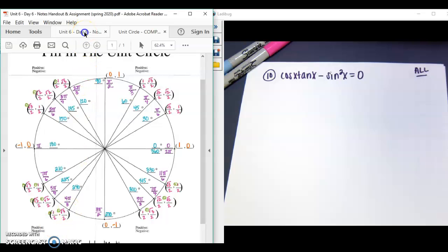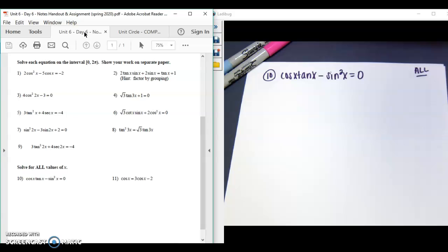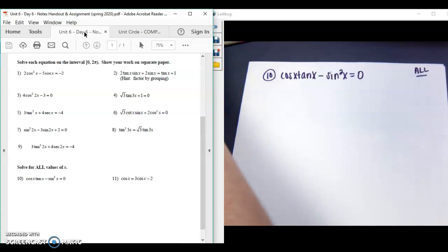Okay, so for number 10, we are looking, and for 11, we're looking at all the values. So the only thing that's going to be different is we're going to solve the problems exactly the same, but when we get to the end, we have to represent all answers that could be possible, all going around the unit circle 500 times or going around the unit circle backwards 500 times. So it represents any answer.